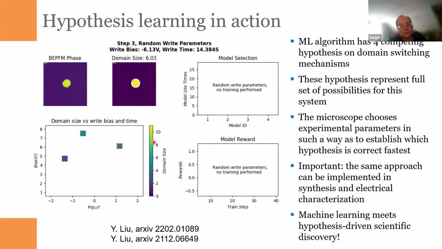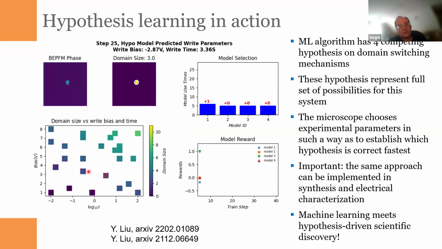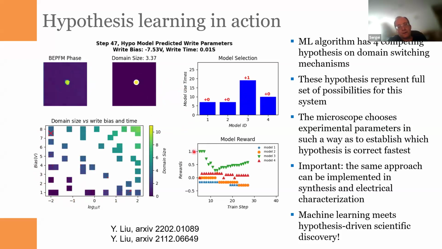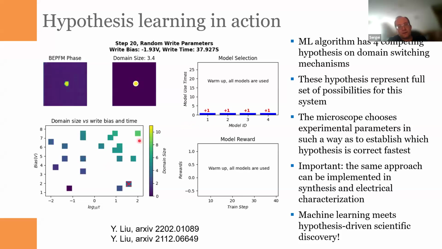So this is how it looks if we analyze the experimental trajectory after the experiment. These are the data that we collect. This is how we determine the domain sizes. This is our exploration space: the voltage bias and the logarithm of the bias pulse lengths. And these are our 4 models. And this is the reward that we give the model. If the model is correct, we give it a reward. So we start with the initial seed points. Then we, and in fact, we overdid it.